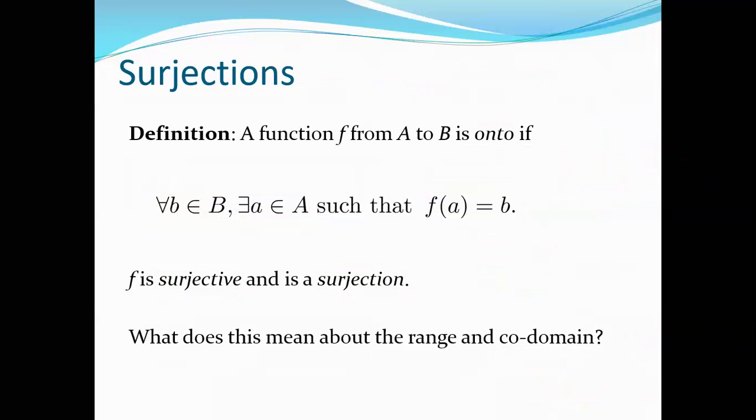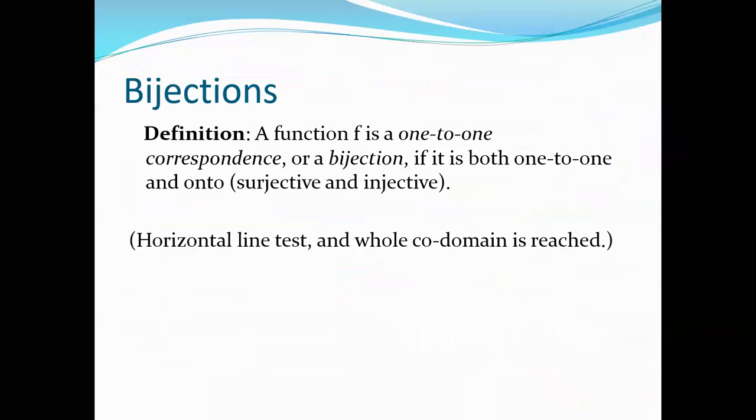What does this mean about the range and codomain? We already said that. What does it mean? They're equal. Bijections. Well, a bijection, a one-to-one correspondence, is simply both one-to-one and onto. So a bijection is something that's both one-to-one and onto.